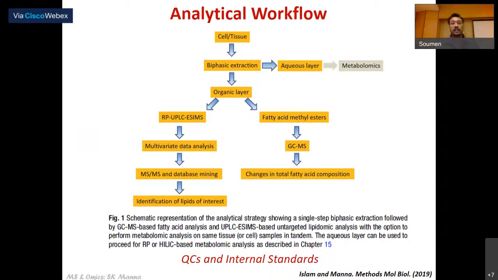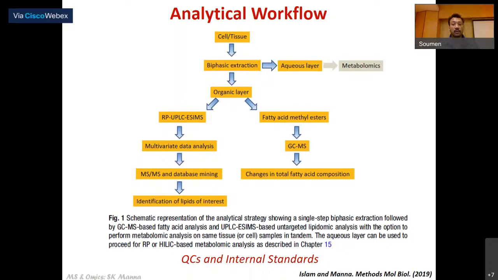This is, for example, an analytical workflow. Let's say you have a cell or tissue, or you can have serum or any other plasma. And of course, if you have a cell or tissue, you have to either rupture or homogenize it. And then you do a biphasic extraction. And the aqueous layer will mostly have metabolites or very short chain fatty acids, which are highly water soluble organic acids. So you can take that away for metabolomics. And in the organic layer, you will have mostly lipid stuff.